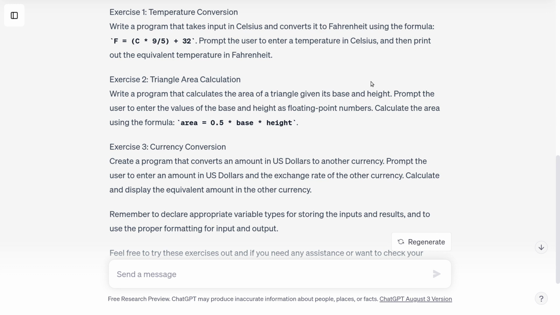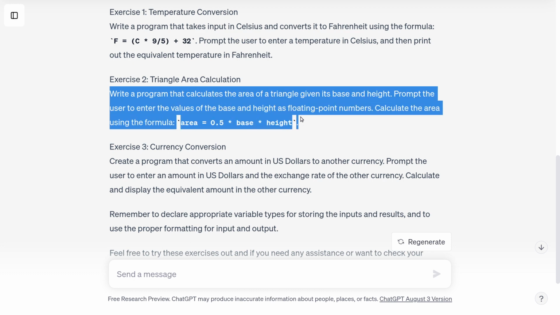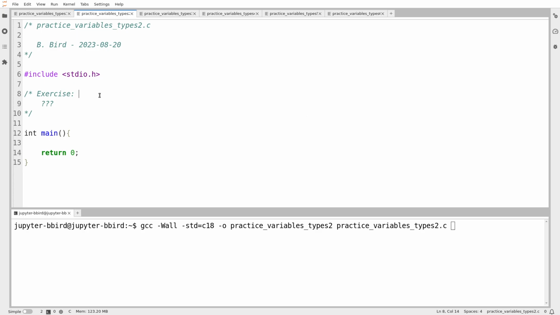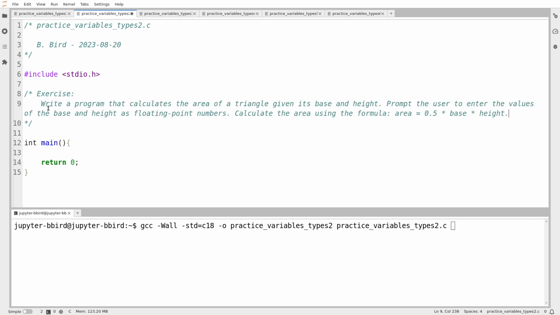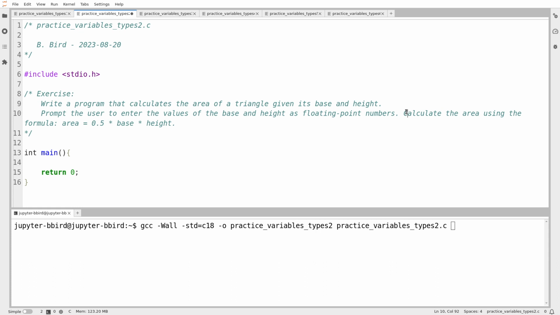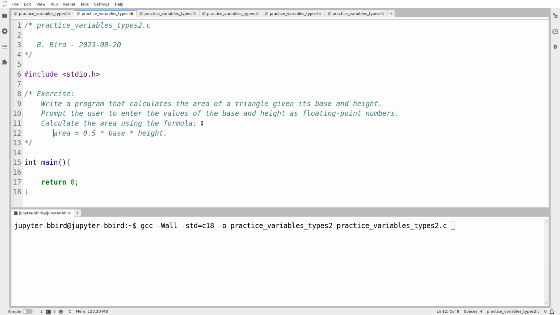Our next exercise is called triangle area calculation. I'm just going to copy the prompt into Jupyter Hub over here, so we'll put that there where the exercise goes, and then I will just format it a little bit better. And as before, ChatGPT suggests a formula, and I guess we all already know that this is the right formula for the area of a triangle.